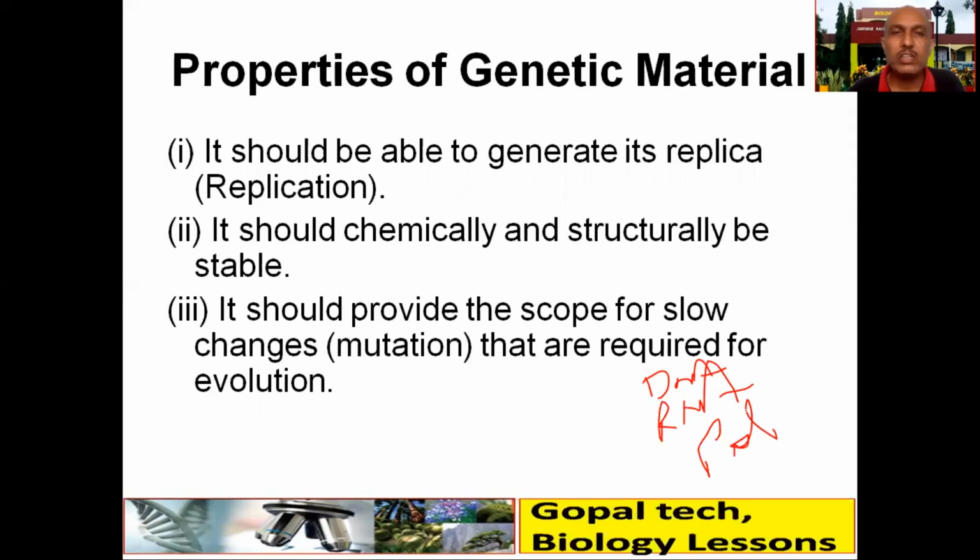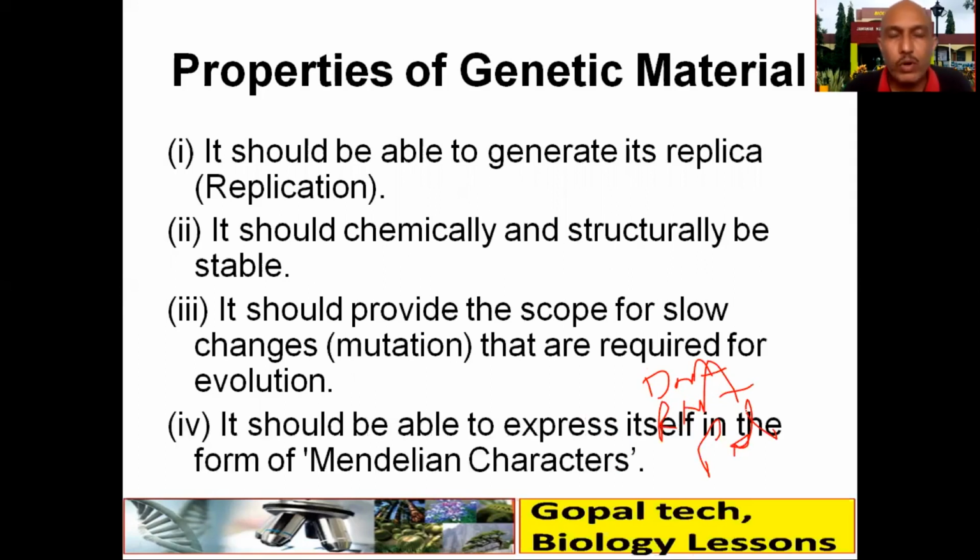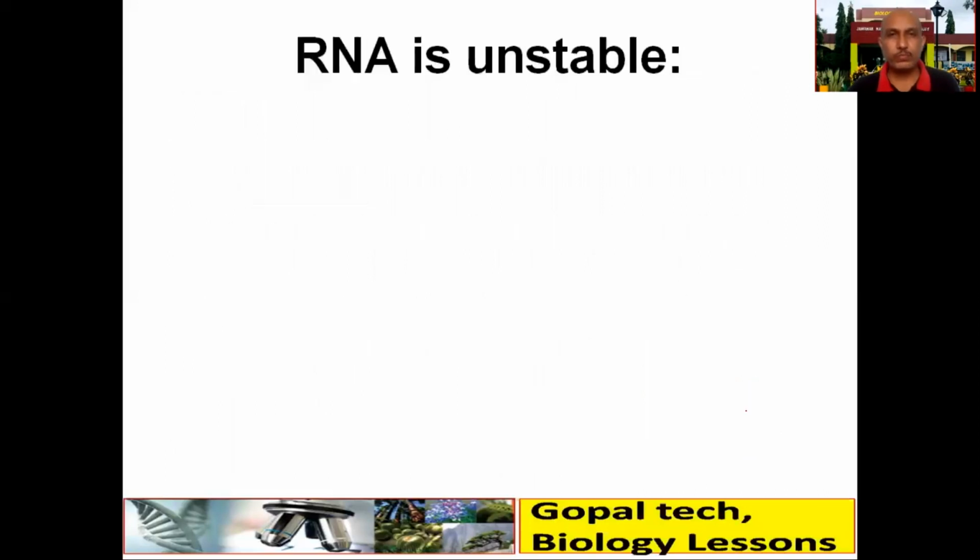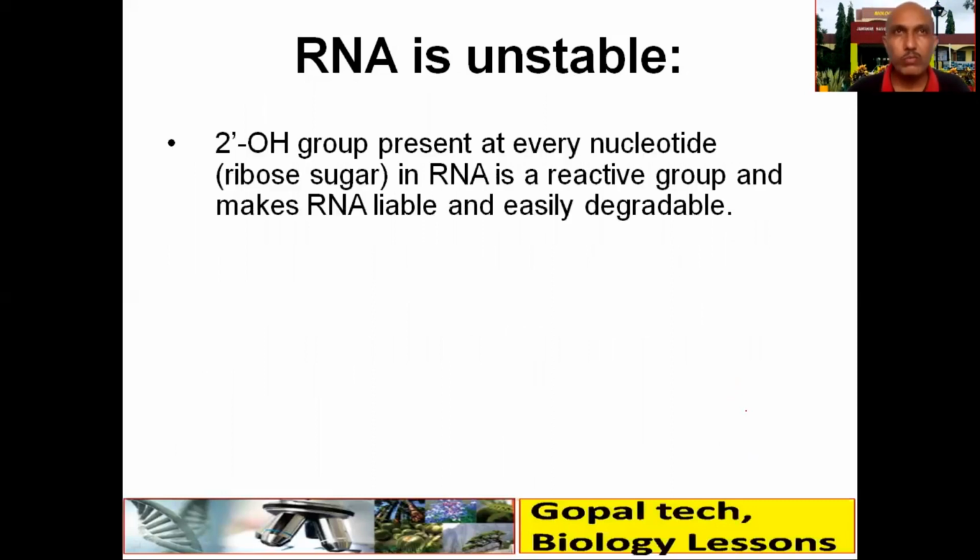But now we have seen DNA, and very important, whatever the changes are there, it should be able to express itself in the form of Mendelian characters, that is dominant, recessive, from one generation to another generation. So DNA is a genetic material. We came to know that. Why not RNA? RNA is unstable because of two reasons.